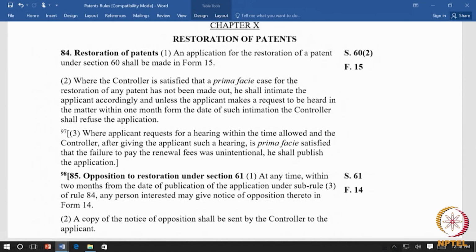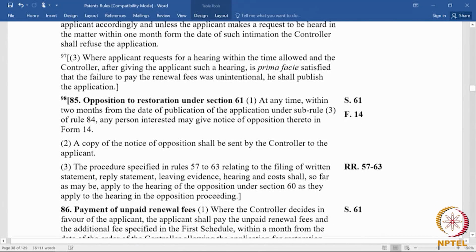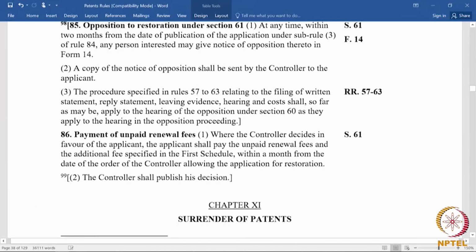The application for restoration is filed in Form 15 and it has to be published. Now, opposition: a notice of opposition is given in Form 14 within 2 months from the date of publication of the application. A copy of the notice of opposition shall be sent by the controller to the applicant, and the provisions of rules 57 to 63, the same as post-grant opposition procedure, shall apply.